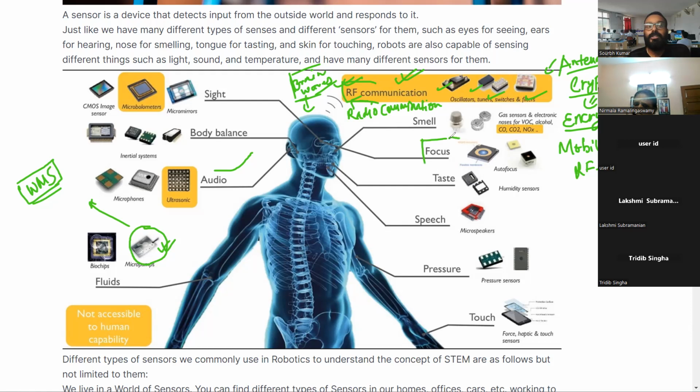So we do have a focus system in our body, like the eyes and autofocus. The CMOS sensor is already equipped with autofocus to focus on a particular thing itself.